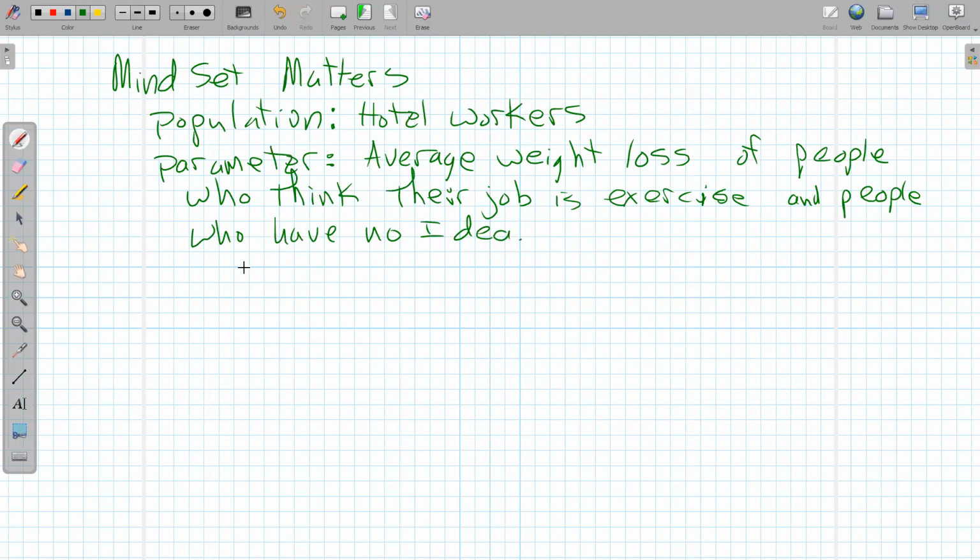So specifically, let's say we've got mu, let's call them E for exercise. So that would be the mean. And these ones where we look at two groups are always a bit harder. Mean weight loss of people who think their job is exercise.